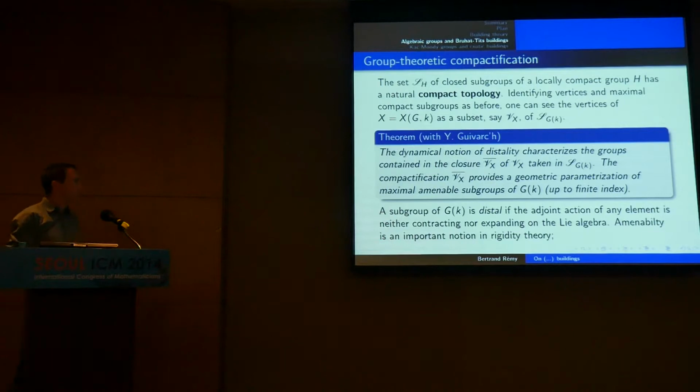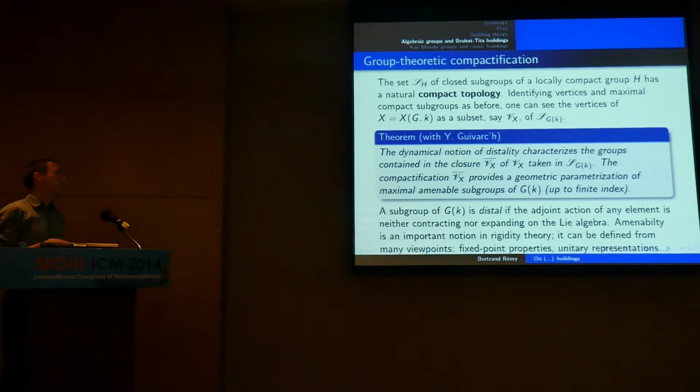It's also a notion, in some sense, from topological dynamics, which is very useful in rigidity theory. And the advantage of this notion is that it has a lot of equivalent definitions via unitary representations, via fixed point properties. Okay, so up to finite index, by taking the normalizers of the maximal compact subgroups and of their limit groups, I obtain the geometric parametrization, thanks to the group-theoretic compactification, of the maximal amenable subgroups of the rational points.